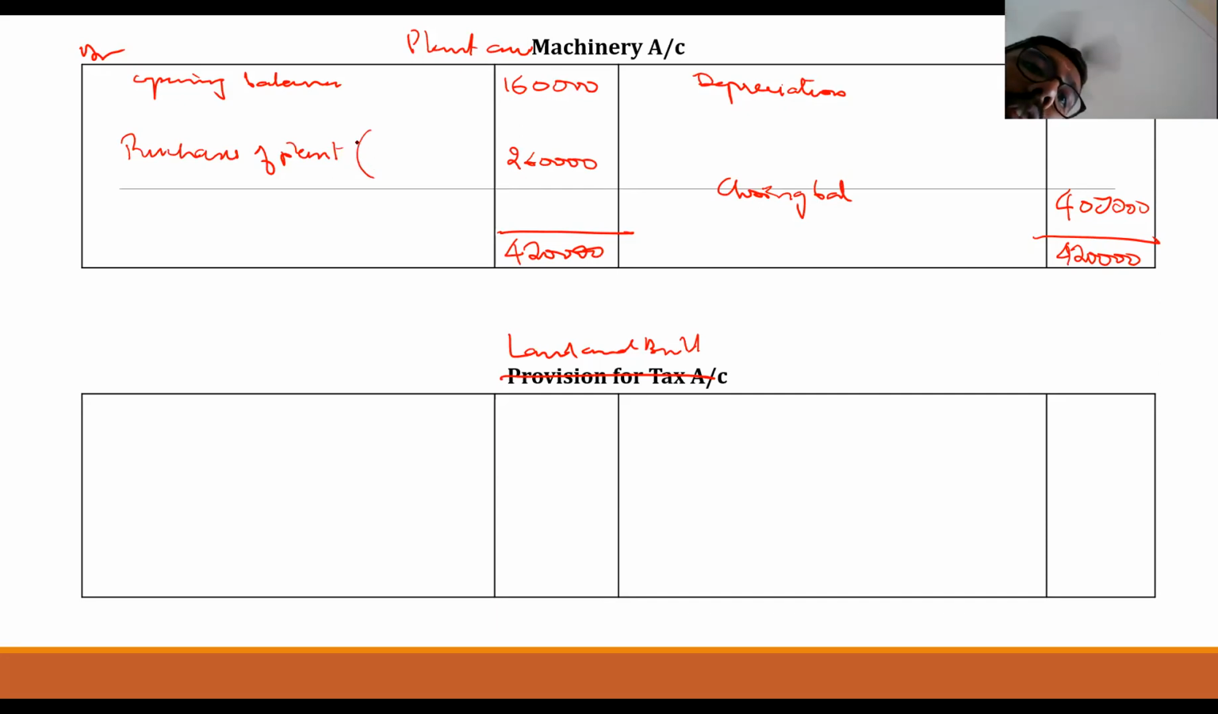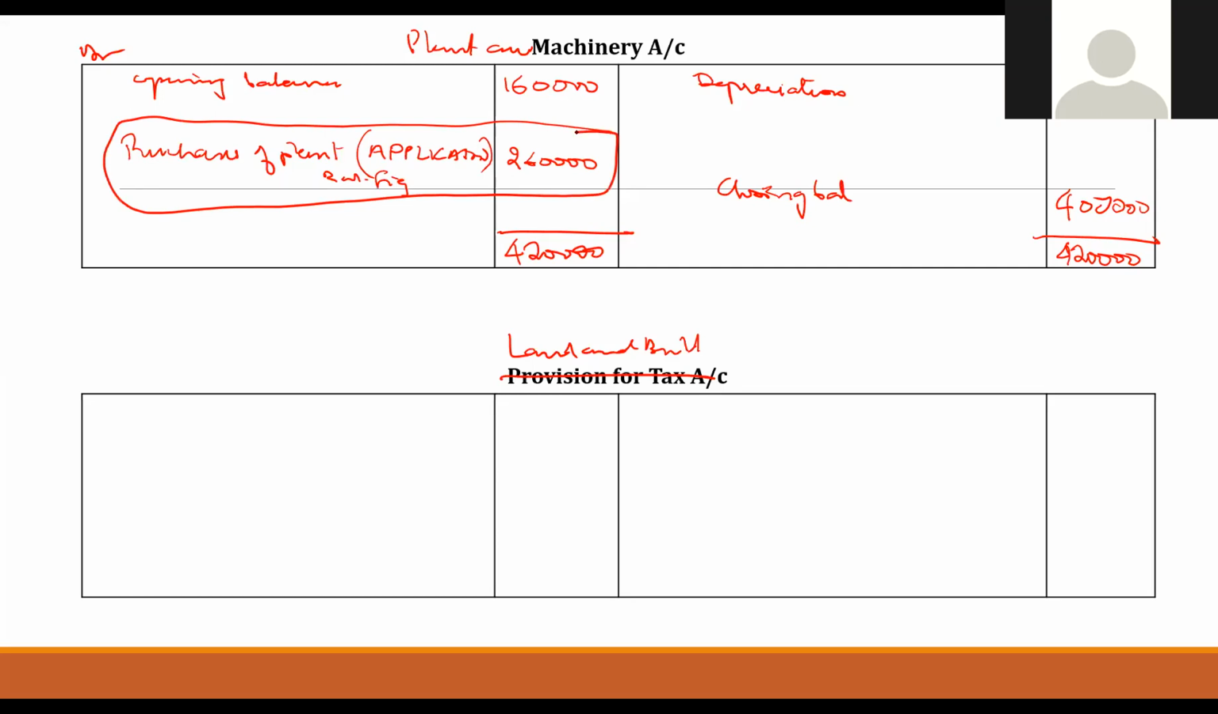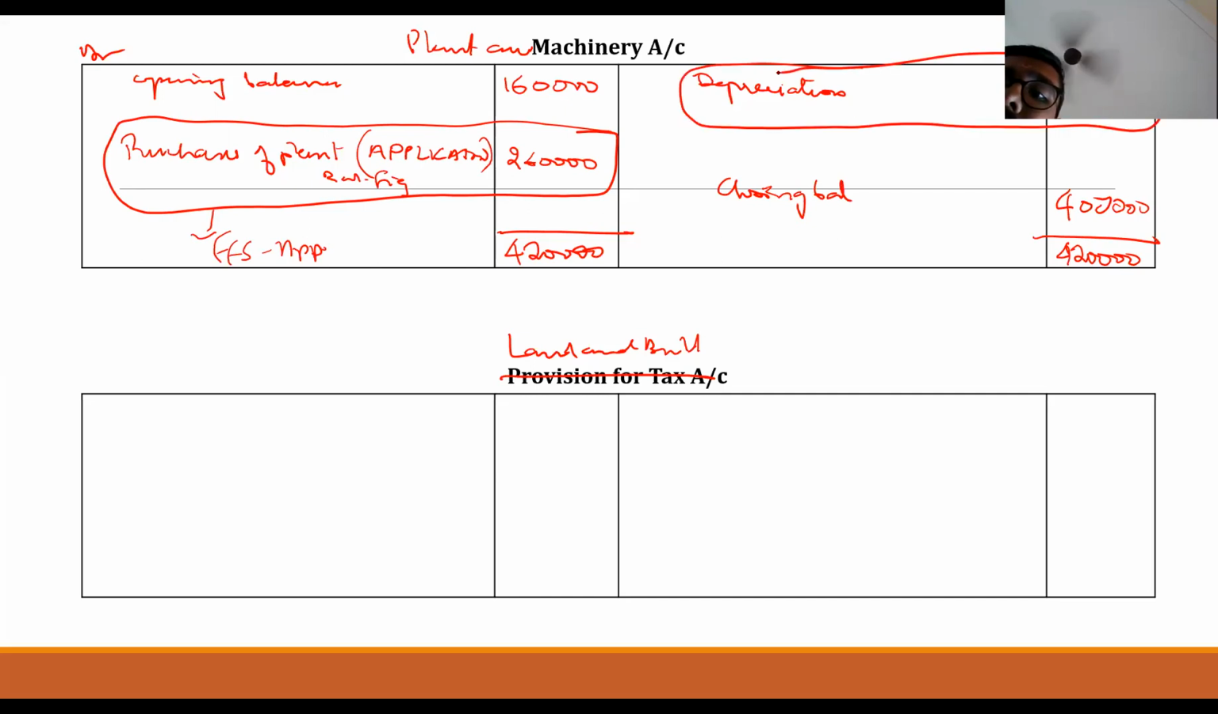And why did we find out this value? Balancing figure. This is also the balancing figure, and this will be recorded in application, the fund flow statement application side. What about this depreciation 20,000? Adjusted in the adjusted profit and loss account. This is all about the machinery account.